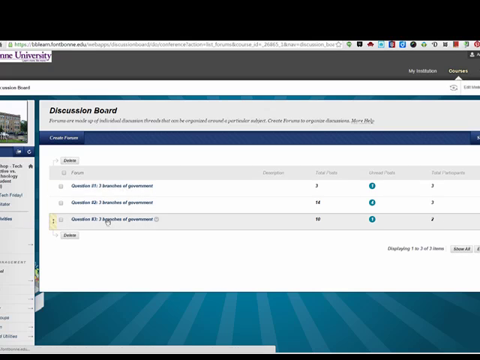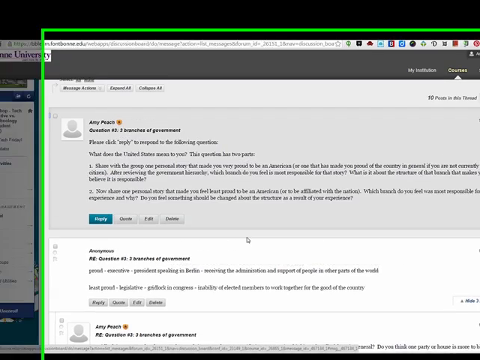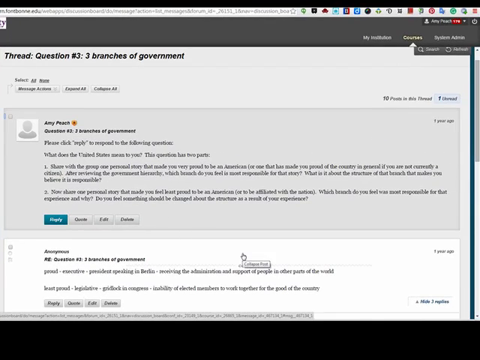So the third question, there's just really no dodging this one. This one's a little more complex. It does ask for content recall for the 3 branches, but the question is, what does the United States mean to you? And this question has 2 parts. Number 1, you need to share with the group a personal story that made you very proud to be an American, or if you're not a citizen, one that made you proud to be affiliated with the U.S. And after reviewing the government hierarchy, which branch do you feel is most responsible for that story? And what is it about the structure of that branch that makes you believe that it's responsible?